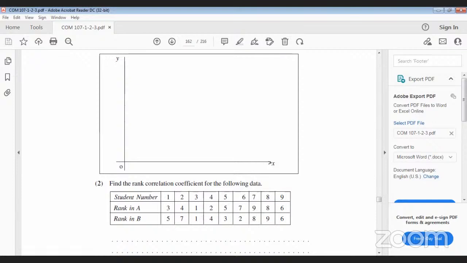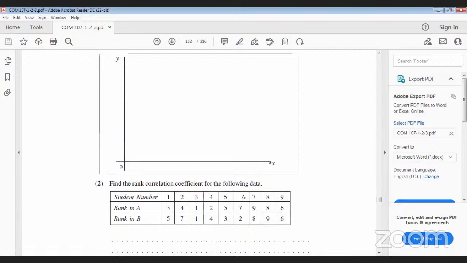Here you will find the ranks are given. Rank by A is 3, 4, 1, 2, 5, 7, 9, 8, and 6. For rank B also 5, 7, 1, 4, 3, 2, 8, 9, and 6. We have to make a difference, that is rank A minus rank B.